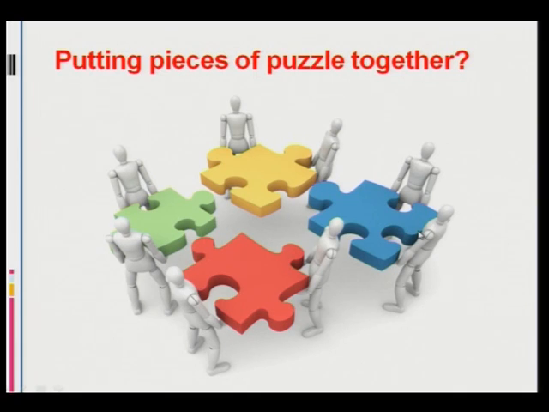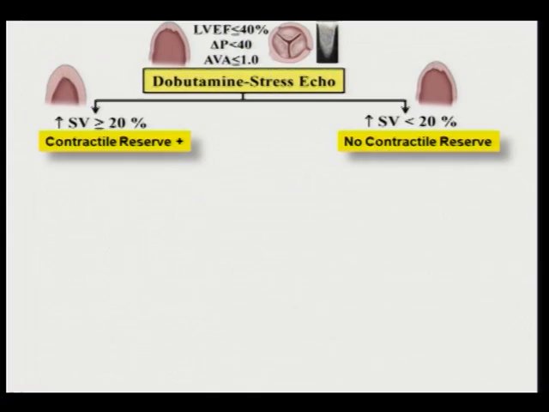So how do we put these puzzles together? How shall we put together all this data which you have seen over the last few slides? In my opinion, in our laboratory, we perform dobutamine stress echo in all patients in whom we find discordant data. If we find an ejection fraction less than 40% and a mean gradient less than 40 millimeters of mercury, we subject them to dobutamine stress echo, and we look at the contractile reserve.